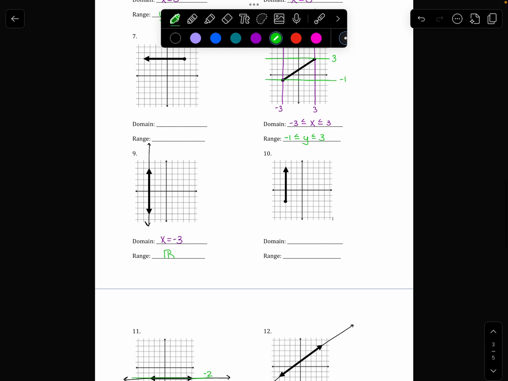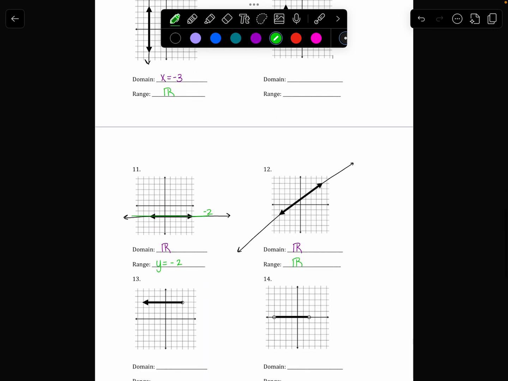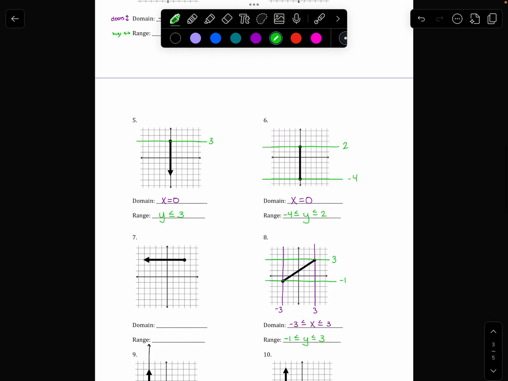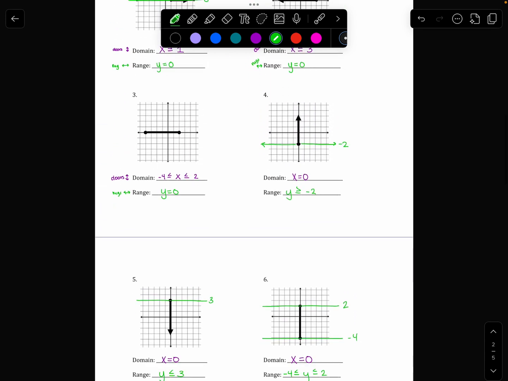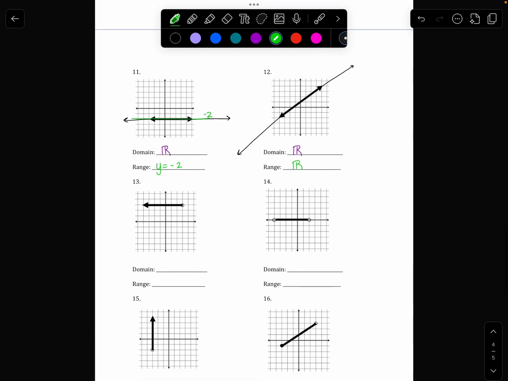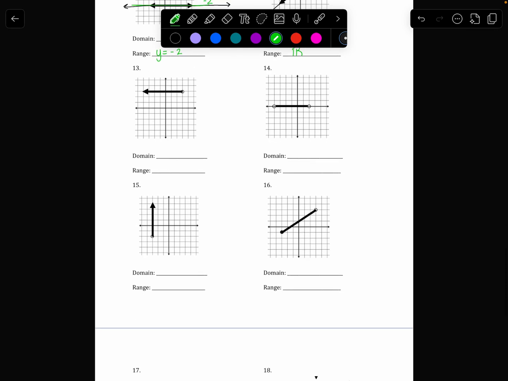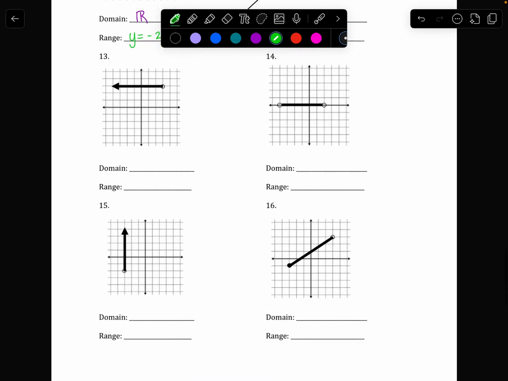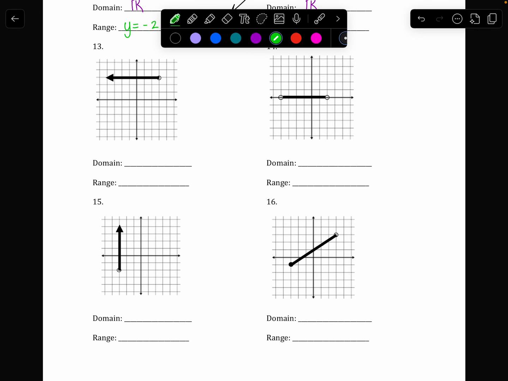So if you look at number 9, that's the first time we had 2 arrows. My range was all real numbers. None of these other ones had 2 arrows, and none of my answers were all real numbers. As soon as I looked at 11, my domain was all real numbers. That had 2 arrows going in opposite directions. And then number 12, I have 2 arrows going in opposite directions, and they both ended up being all real numbers.